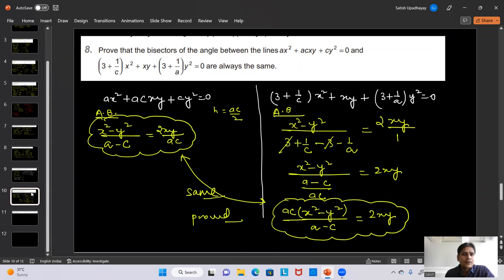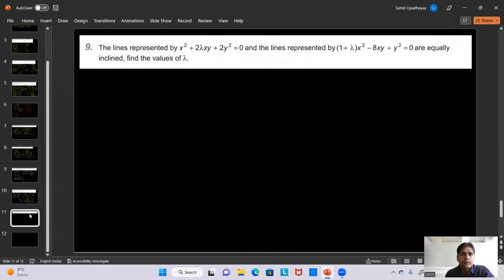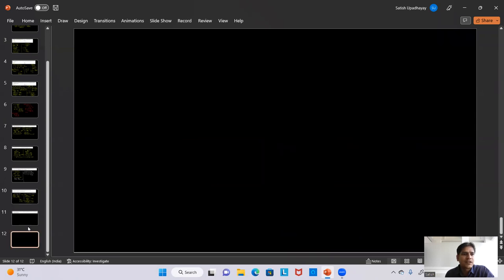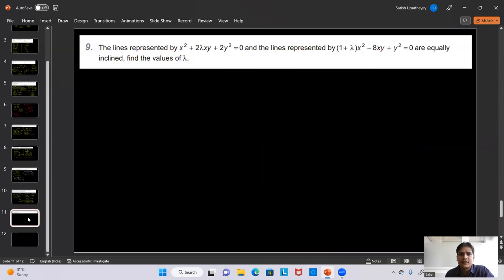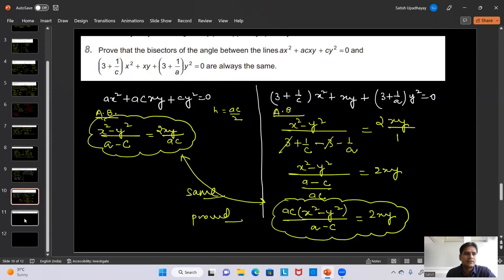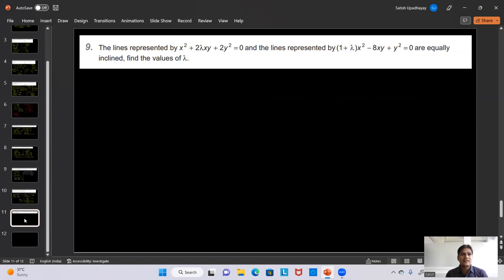So this is question number 8, now question number 9. So I think only one question is left in this exercise. So, okay, we will finish it off. Question number 9 is there. What is this? The lines represented by x square plus 2 lambda xy plus 2y square equal to 0, and the lines represented by this are equally inclined, then find the value of lambda.